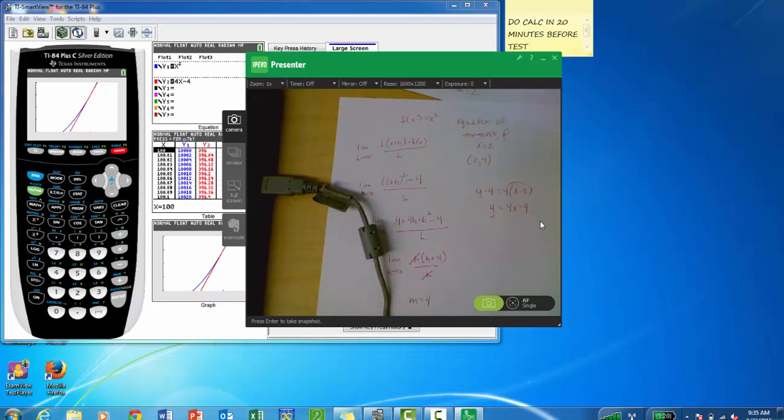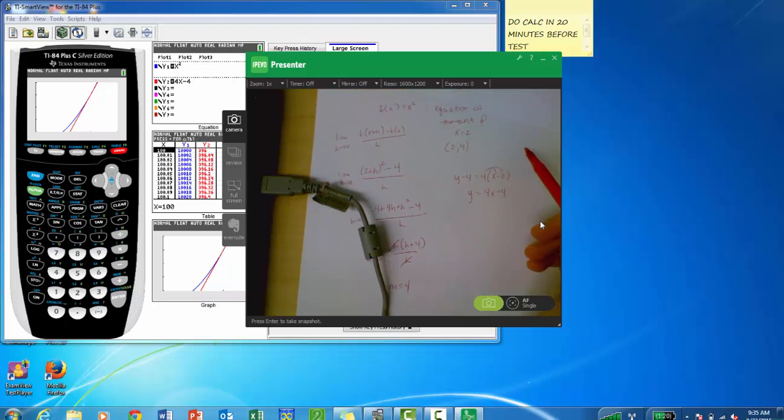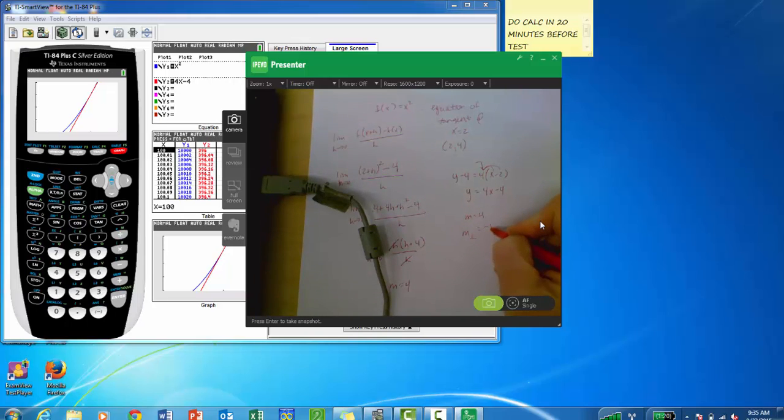Now there's one other thing you have to be able to do in this section. That's write the equation of the normal to the curve. Again, we're still talking about the same point, but you have to know that the word normal means perpendicular, and perpendicular lines have opposite reciprocal slopes. So the tangent to the curve has a slope of 4. The normal, or the perpendicular, is going to have a slope of negative 1/4. That's the only thing you have to do.